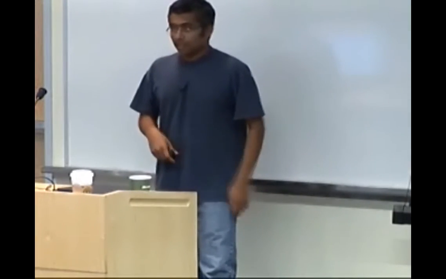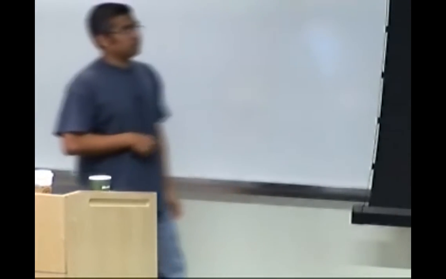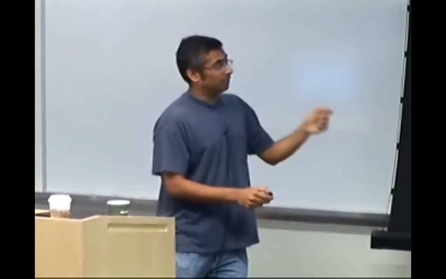Okay? And so the liquid type inference algorithm follows basically the same idea. This is how my mother taught me algebra. I asked her, what does X mean? And she said, X is the unknown, and you solve for X. It's a lesson I've learned well. Okay, so liquid type inference, in the first step, we introduce templates for unknowns. In the second step, we generate constraints on these templates. And in the third step, we solve these constraints.